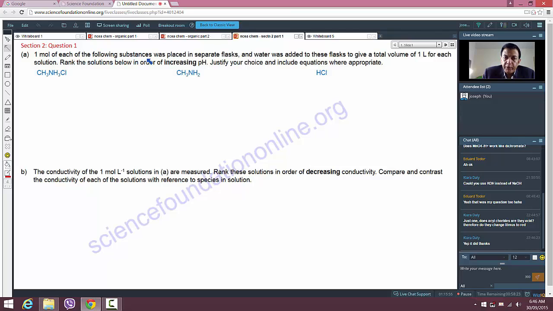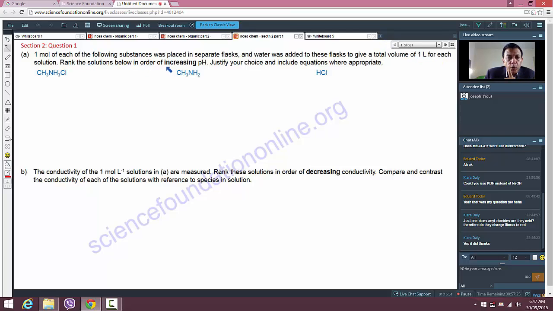1 mole of each of the following substances: CH3NH3Cl, CH3NH2 and HCl. Water was added to these flasks to give a total volume of 1 liter. So for hydrogen chloride, you'll have 1 mole in 1 liter, 1 molar HCl. CH3NH2 is an amine, and CH3NH3Cl is what's called a quaternary ammonium salt. That type of compound is called a quaternary ammonium salt. I'll explain why in a moment and what you can think that it looks like.